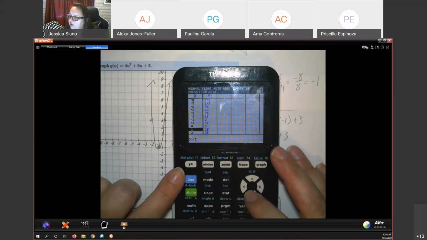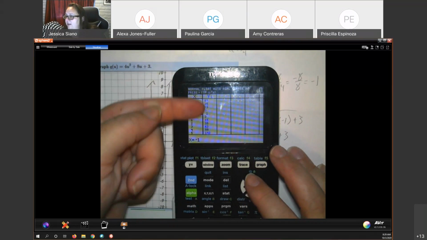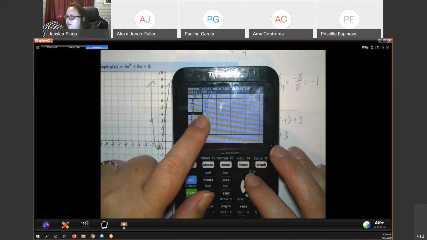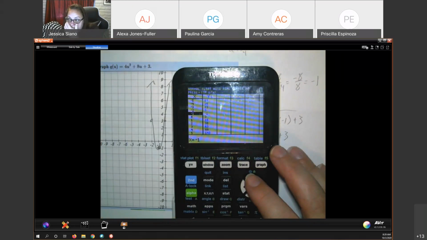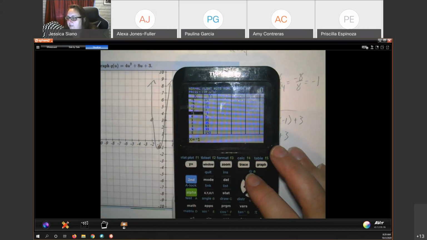So you'll know that you're at the vertex because your points are symmetric around the vertex. So you see how your y values are all symmetric around that -1. So that's your vertex. So you would need the -1, -1, and then any other point on here to be able to draw your parabola.